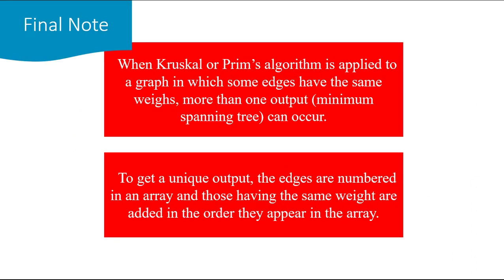Final note. When Kruskal or Prim's algorithm is applied to a graph in which some edges have the same weights, more than one output minimum spanning tree can occur. To get a unique output, the edges are numbered in an array, and those having the same weight are added in the order they appear in the array.